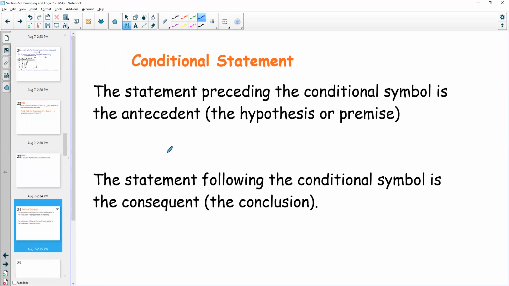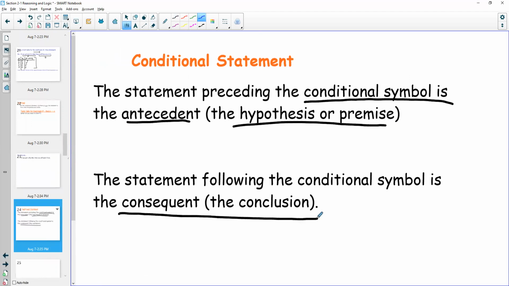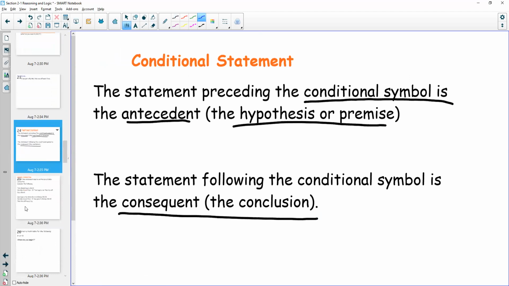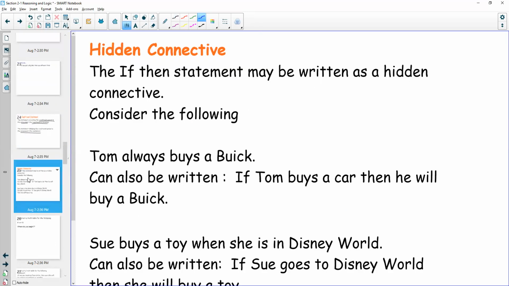In the conditional statement, the first part is called the antecedent. It's a hypothesis. And the second part after the then is called the consequent or the conclusion. Sometimes when we talk, there are hidden conditionals. Sometimes we don't even hear them, but we're using them and we don't realize it. So if I say, Tom always buys a Buick, well, what I'm really saying is that if Tom buys a car, then he buys a Buick.